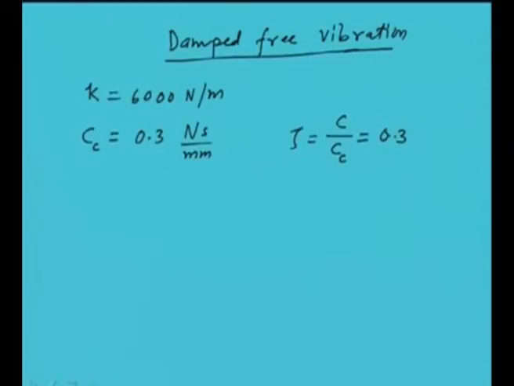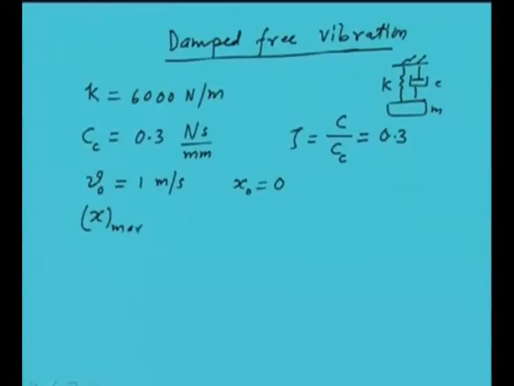Now we are giving an initial velocity to the system. We can consider this a single degree of freedom spring mass system, and we are giving an initial disturbance of 1 meter per second when the system is at the equilibrium position, so the initial displacement is zero. Now we have to obtain the maximum displacement this particular mass will have due to this initial condition.